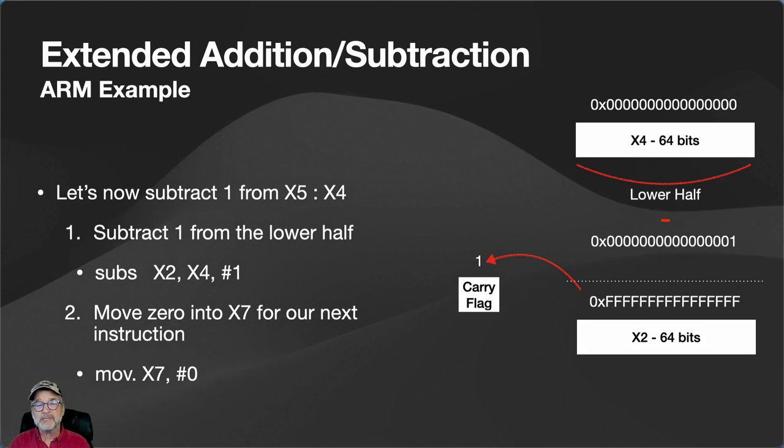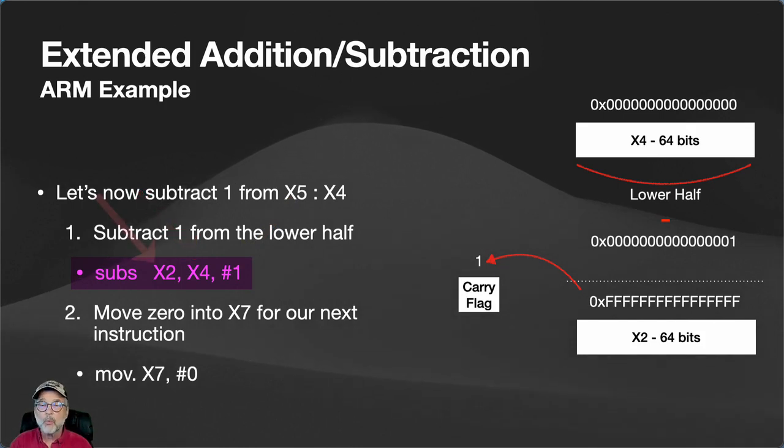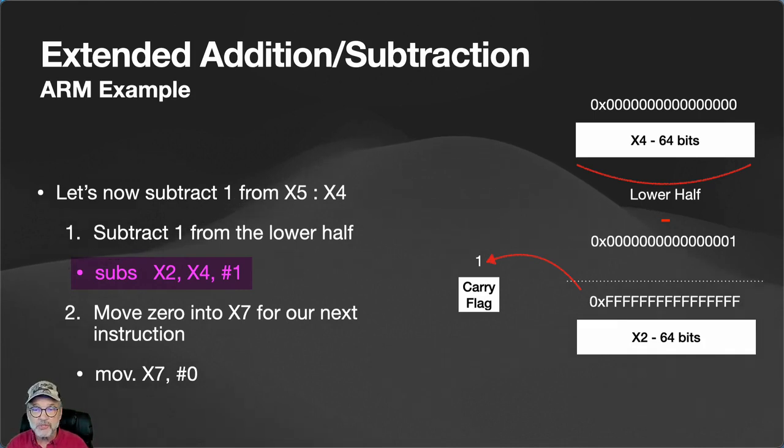To do that, we say SUBS, not SUB, because SUBS will affect the flags. With SUBS, we subtract 1 from x4. You can see that literal #1. We subtract that from x4 and put the result into x2, a register we're done using. Again, we do this starting with the lower half of our number. So x4 minus 1 is equal to x2. x4 will be unchanged, but x2 will have the difference in there.